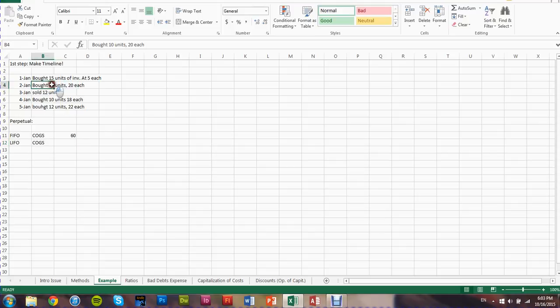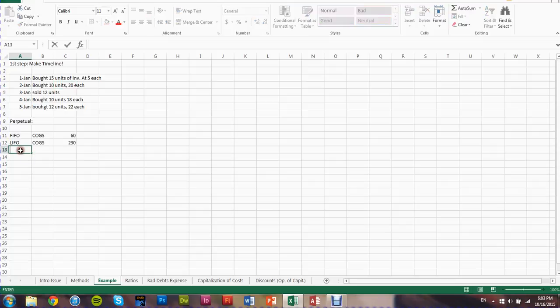So first we're going to use all 10 units of the $20 each, but we sold 12, so the other 2 units will have to come from this line right here. You know, they call them layers, LIFO layers. So the cost of goods sold is going to equal 10 times 20 plus 2 times 5. So good.